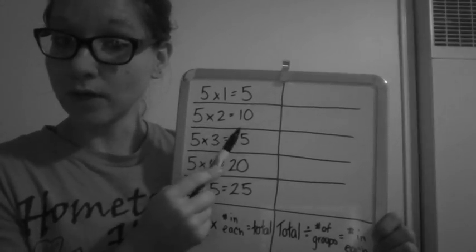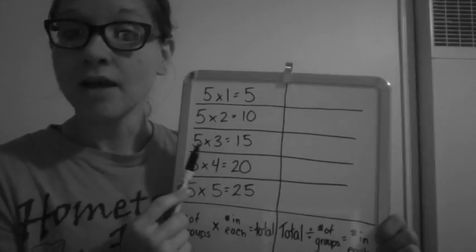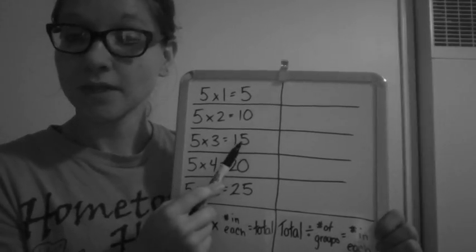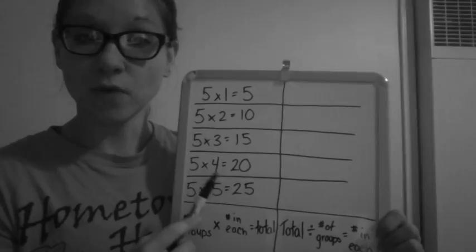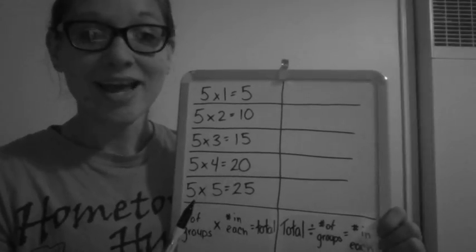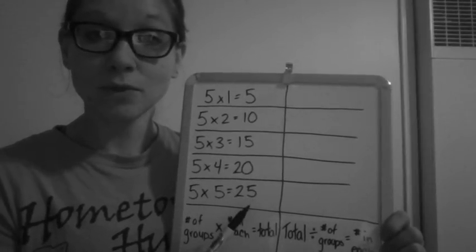5 times 2 equals 10. 5 times 3 equals 15. 5 times 4 equals 20. And 5 times 5 equals 25.